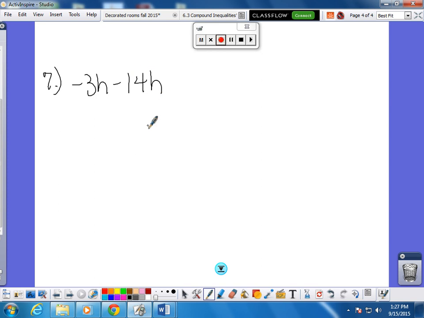Now, if you're still in first grade, you would say, okay, I've got to subtract this, right? That's what they think. But we know that these are integers, and they have like signs. They're both negative, so what would we really do? And the answer would be negative 17H. Very, very good.